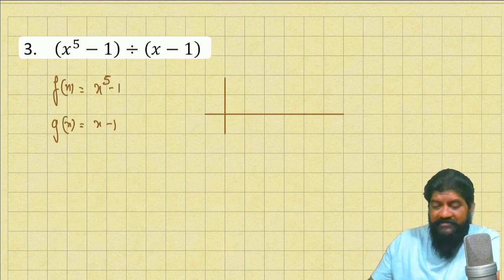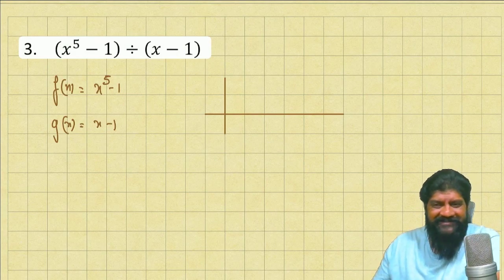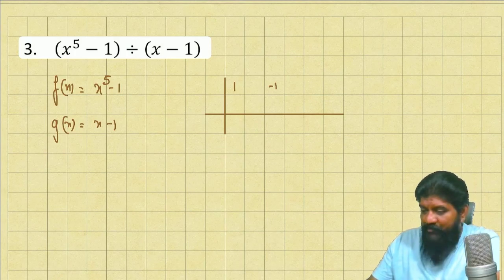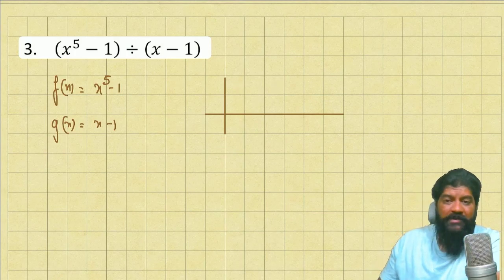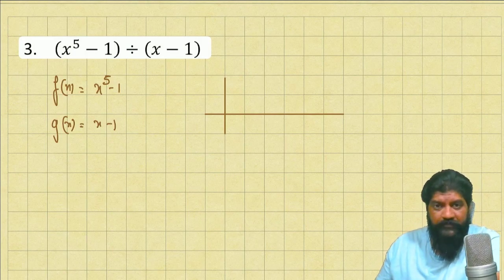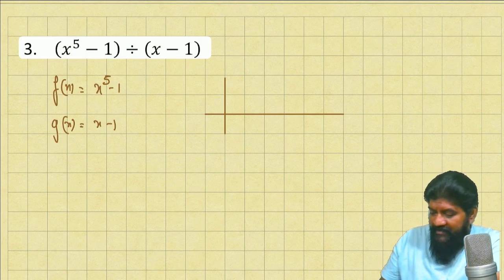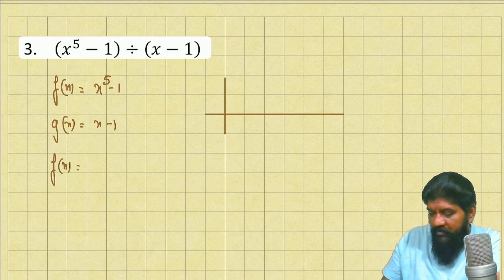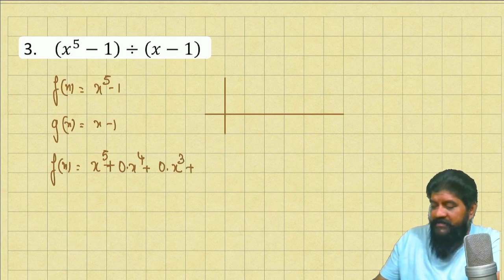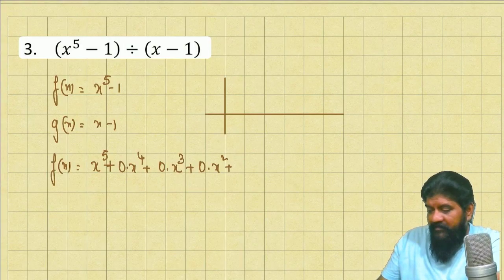In this case, I cannot write 1 and then a minus 1. No, I need to write the entire polynomial with the reducing powers of x till 0, which means I need to write f of x as equal to x to the power of 5 plus 0 times x to the power of 4 plus 0 times x to the power of 3 plus 0 times x squared plus 0 times x minus 1.